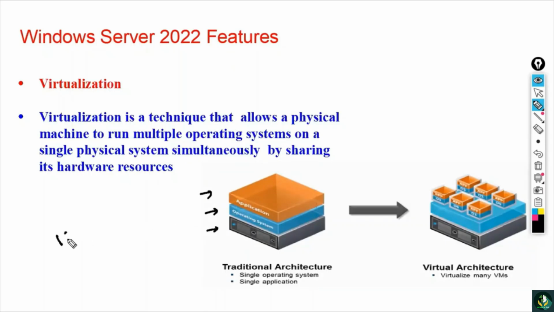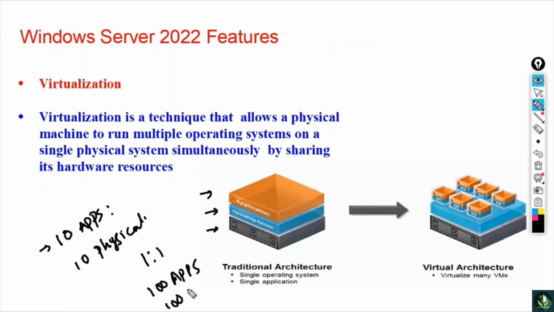Let us say you have 10 applications. So you need 10 physical servers to install these 10 applications. The ratio is 1:1. If you have 100 applications, you need 100 servers. So virtualization has solved this problem. You don't need multiple physical servers for multiple applications.